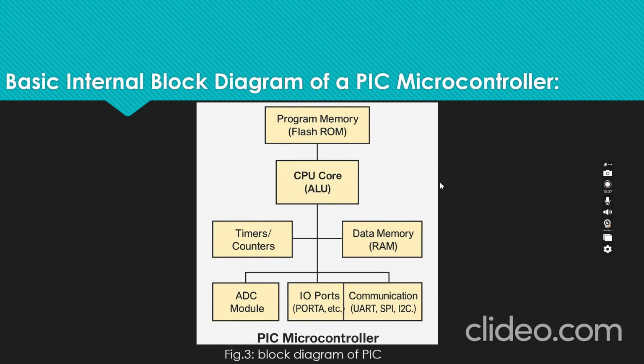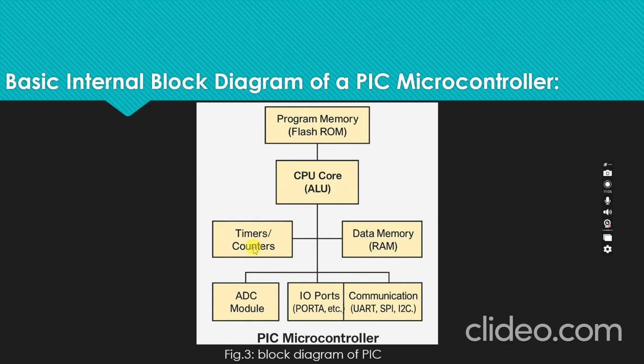And the basic internal block diagram of a PIC microcontroller. First, flash ROM. Flash ROM means program memory. First we create the memory, then the memory will send it to the CPU. Whatever data you are creating, the CPU will work on it with the arithmetic logic unit, ALU, the CPU core. The CPU will know the full instructions of the program.